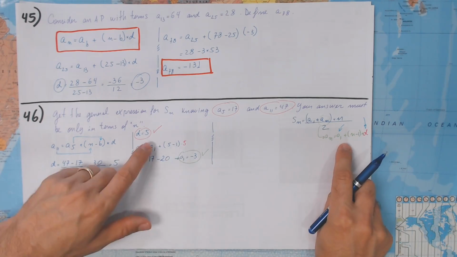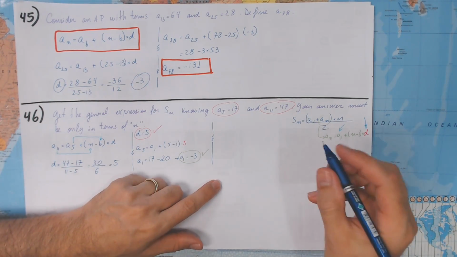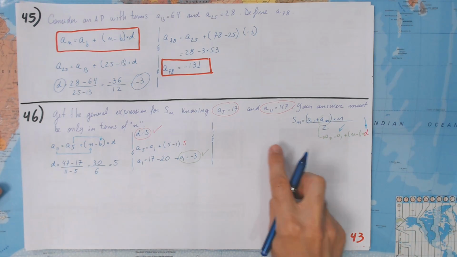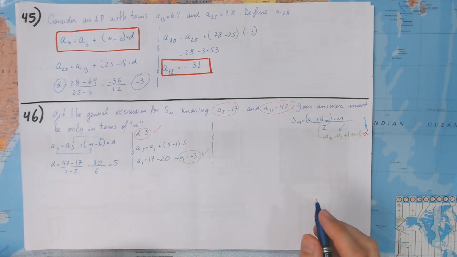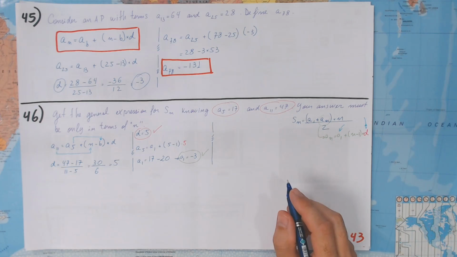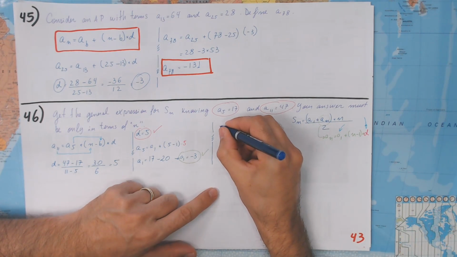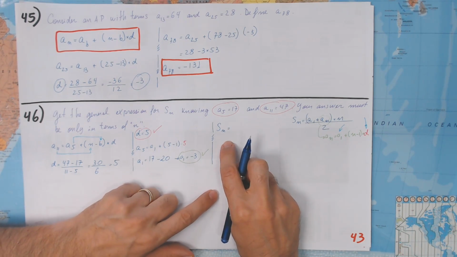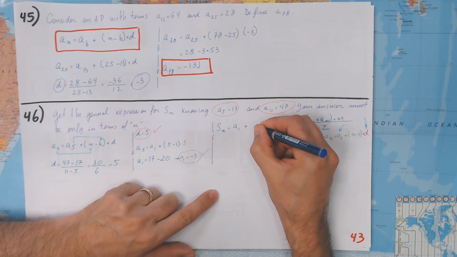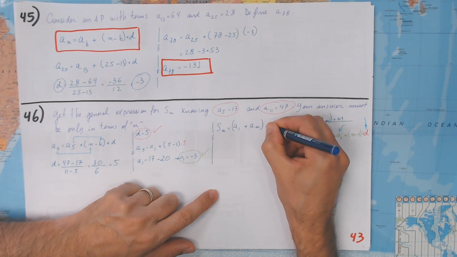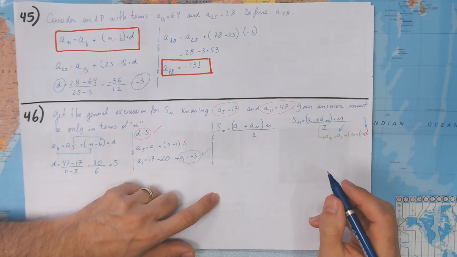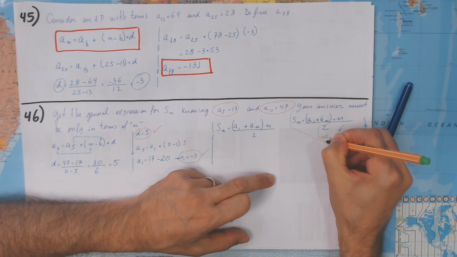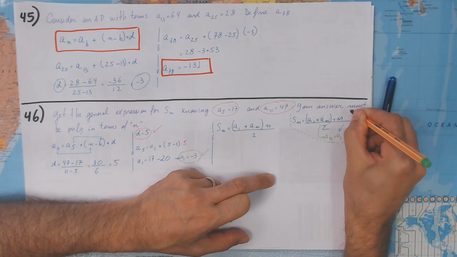Done. You see, everything is going as planned. We know A1, we know D, so now let's assemble our equation. Let's see if I can put it in here. So Sn is going to be what? (A1 plus An) times n over 2. Let's just put a mark like this so it doesn't mix with our resolution.